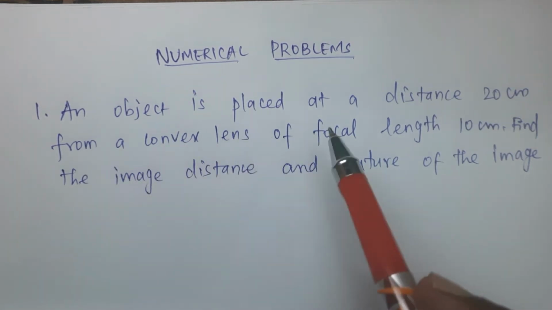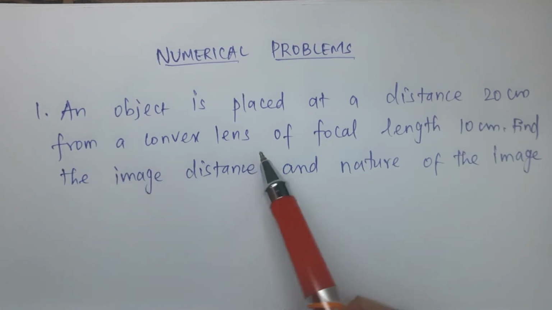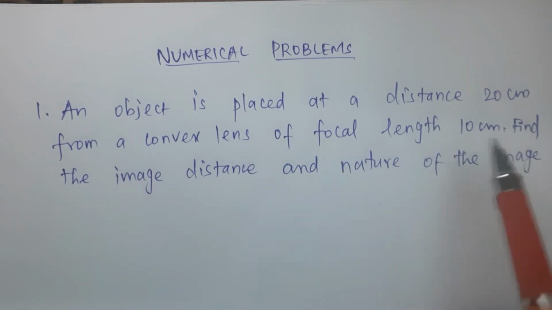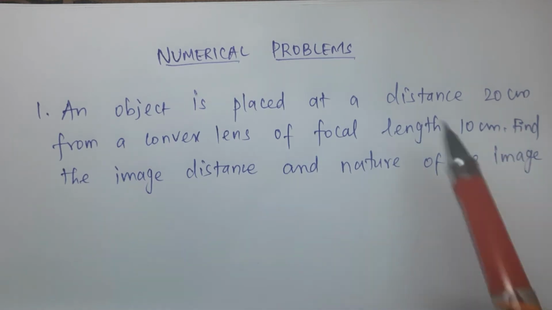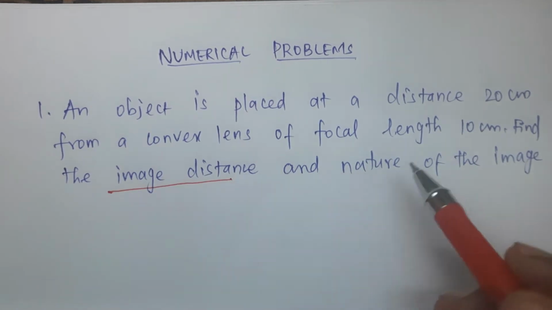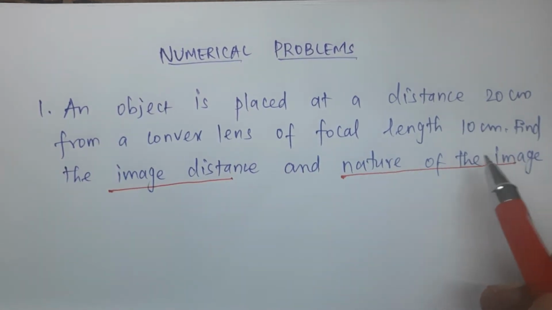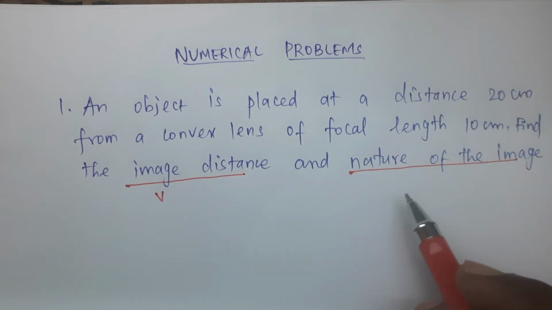An object is placed at a distance 20 cm from a convex lens of focal length 10 cm. Find the image distance and nature of image. So in this question, we have to find two things. One is image distance, another one is the nature of image. Image distance is taken as V. Image may be virtual and erect or real and inverted.